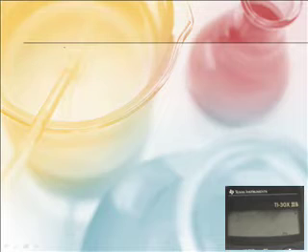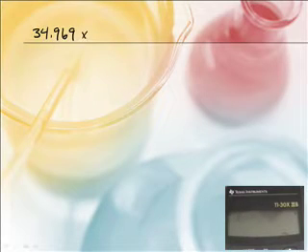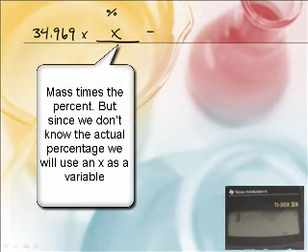Okay, so what you're going to do is take the weight of the first one, 34.969. And that's going to be multiplied by the percentage, which we don't know. Let's call it X. If we multiply those together, that would be 34.969 times X, or 34.969X.